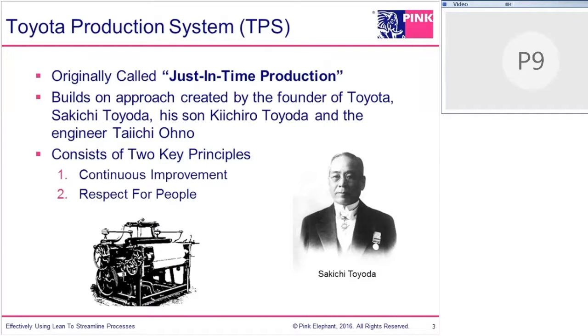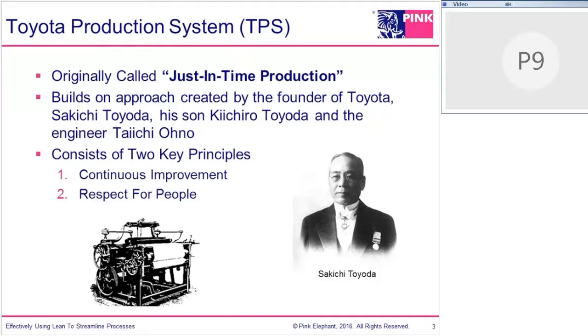Okay, so the Toyota production system, originally just in time. It was built on the approach of the founder of Toyota, Sakichi Toyota. By the way, the spelling is correct on this slide. So why did the D become a T? I'll let you Google that and try and figure it out. Anyway, his son, Kiichiro Toyota, and his chief engineer, Taiichi Ohno, created this concept of just in time.